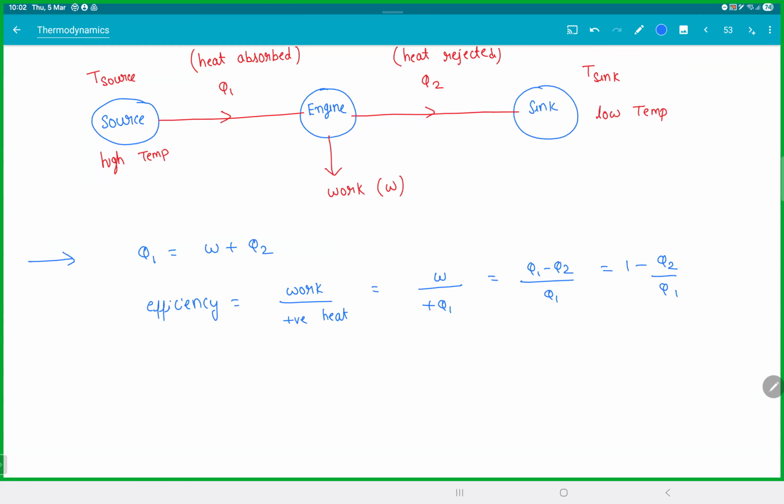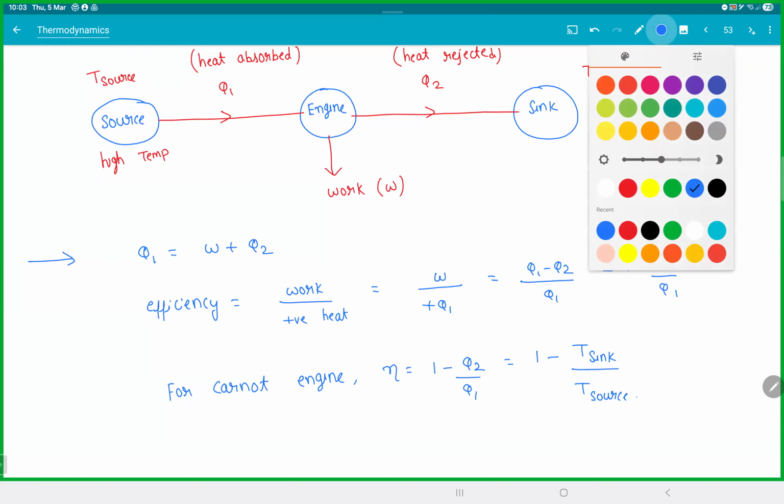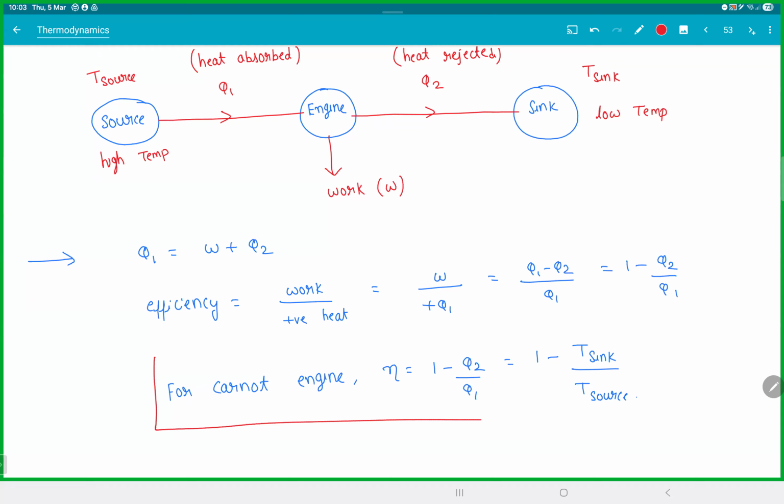And just now we saw from the Carnot cycle, Q2 by Q1 is nothing but T2 by T1. So if this is a Carnot engine, the efficiency is given by 1 minus Q2 by Q1, and this can be written as 1 minus T sink by T source. This is the main formula you need to remember. Questions are pretty straightforward and easy on this. You can put on that formula.